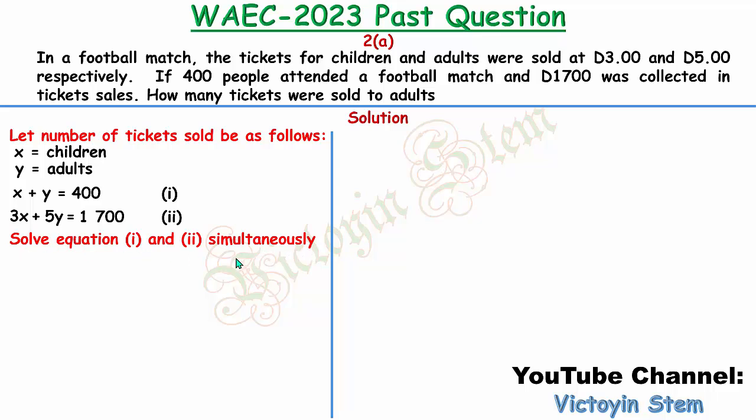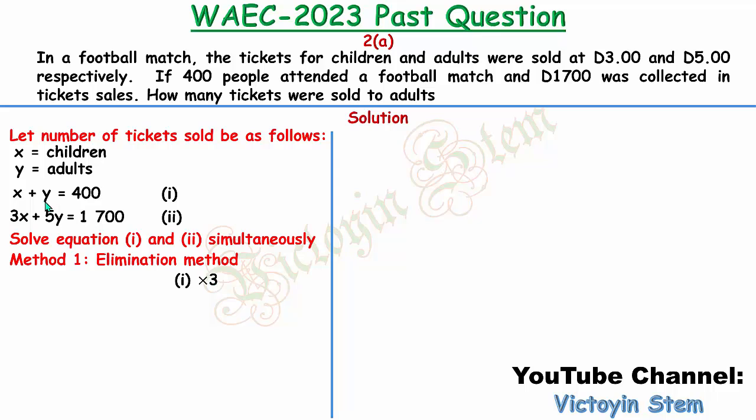Now I presume you are familiar with the methods used in solving simultaneous equations. The two methods usually employed are the elimination method and the substitution method. So I'm going to take you through both, but let me show you how to solve this simultaneous equation by elimination method. Okay, so to solve this, first I will multiply equation 1 by 3.